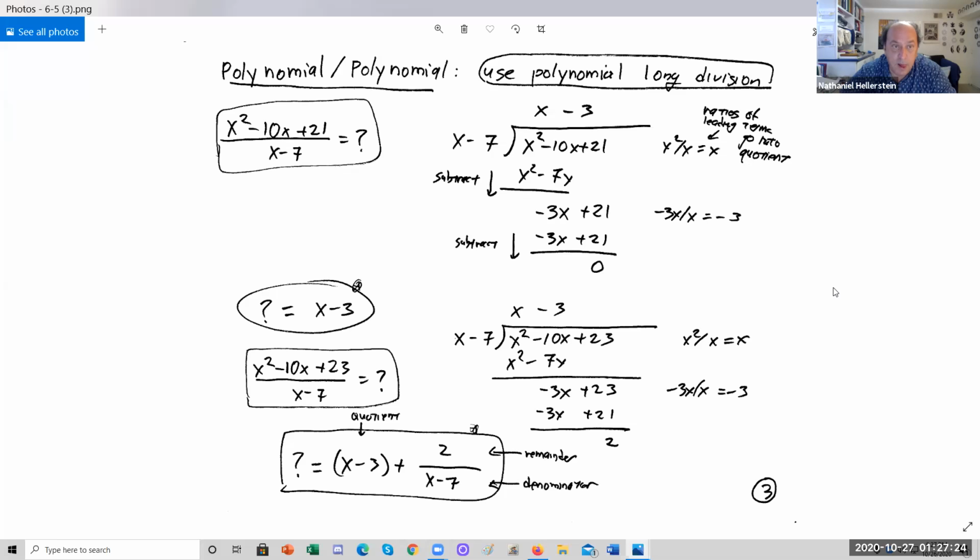Here I'll do the same thing, only we change the 21 to a 23. And pretty much the same thing happens, except at the end, we have a remainder of 2, simply because I changed the 21 to a 23. So we have a remainder of 2 and a quotient of x minus 3. So the ratio will equal the quotient x minus 3 plus 2, the remainder, divided by x minus 7, the denominator. Quotient plus remainder over denominator. Just like with fractions.